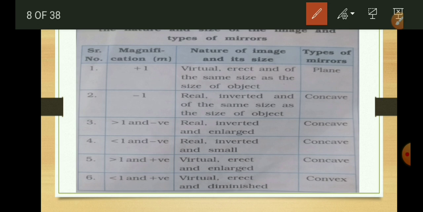Next, the magnification value is less than 1 and positive. Positive means virtual and erect, less than 1 means diminished, and obviously the mirror will be a convex mirror.